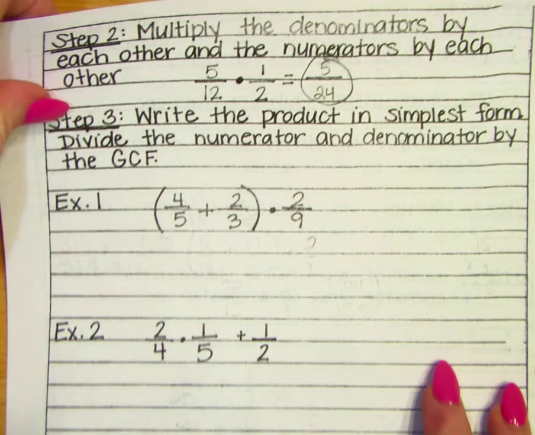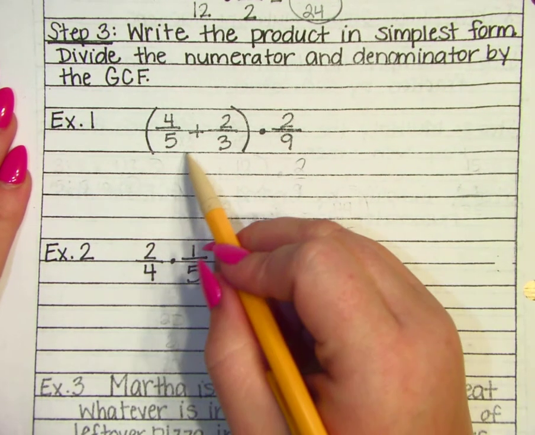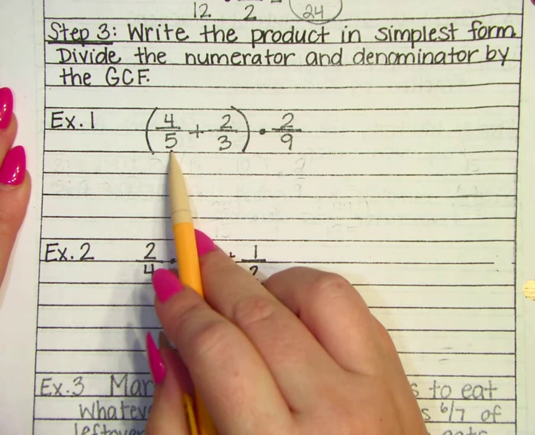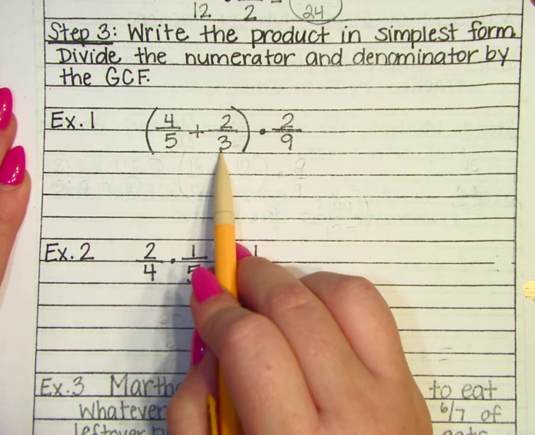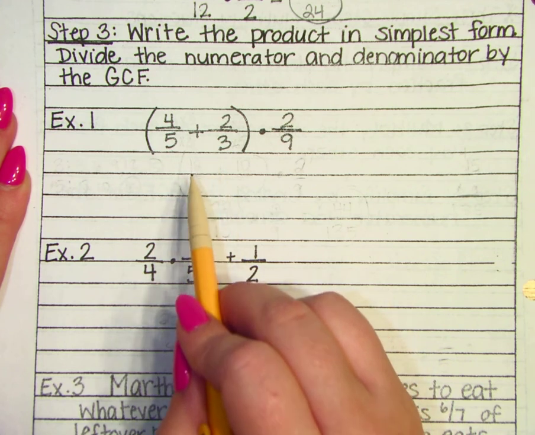Now we're going to do a couple of practice problems here. We have 4/5 plus 2/3 times 2/9. So if you look inside that parentheses, what you got to do first, we don't have common denominators, so we've got to find them. We've got to list out our multiples.